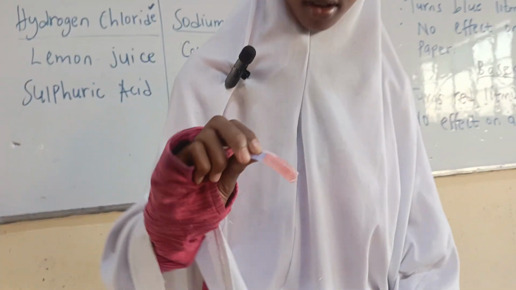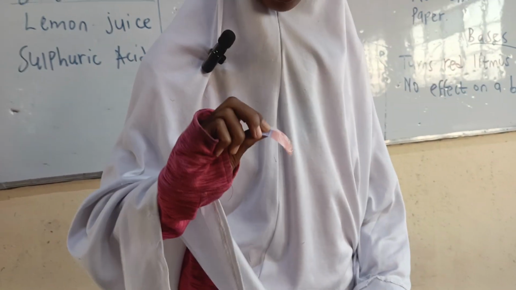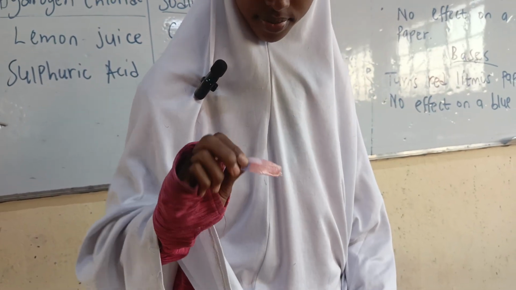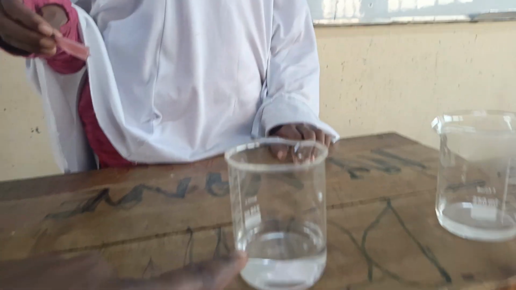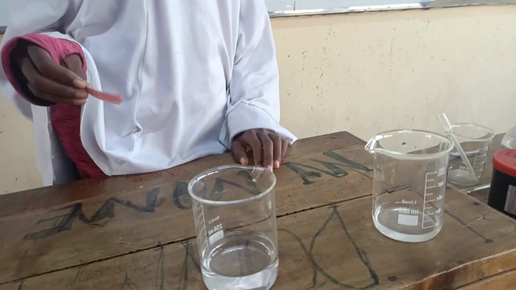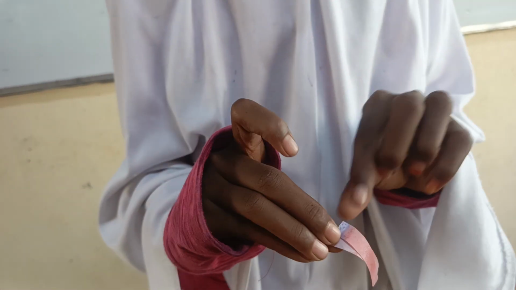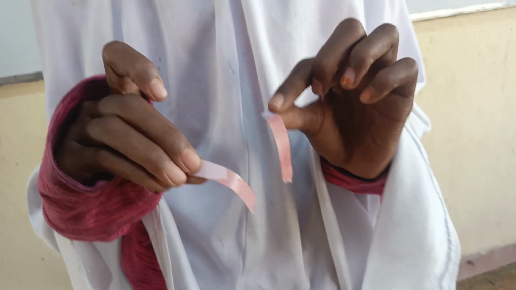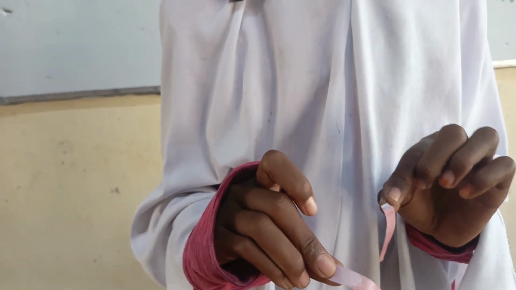Which effect does this have on a litmus paper? The blue one turns red while the red one remains red. Okay, so this solution is said to be an acid. So this is an acid, because it turns a blue litmus paper red and a red litmus paper remains red. Okay, let's test this other solution here.